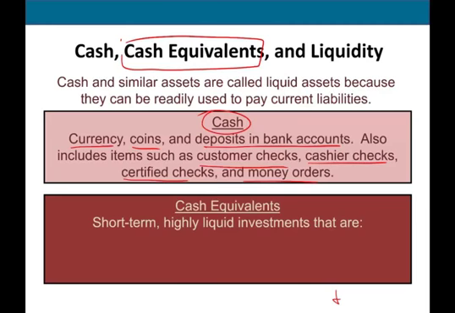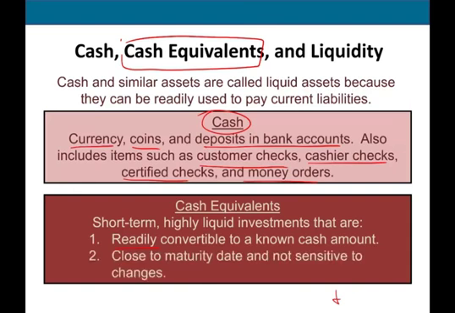What's considered a highly liquid investment? It can be readily convertible to a known amount of cash. So you have a piece of paper in your hand that you could easily, readily, immediately convert to cash, and it's close to maturity date and not sensitive to changes. Usually it has less than 3-month maturity. What does that mean? It means in 3 months, you can turn it into cash. So the original maturity is 3 months or less.